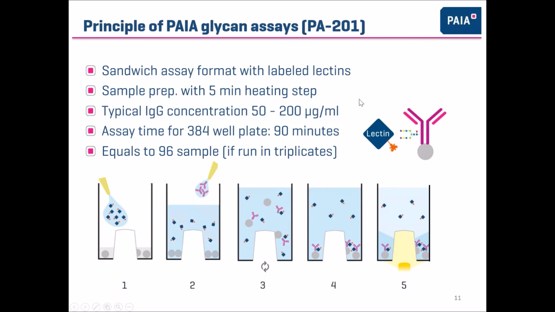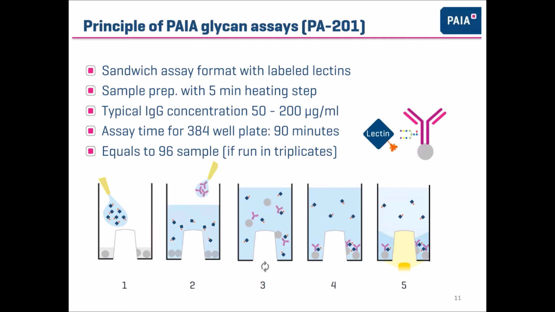This assay involves a sample prep step with a 5-minute heating, which helps us to expose the glycans on the IgG. The typical IgG sample concentrations are somewhere between 50 and 200 micrograms per ml. The assay time for the whole plate is something like 90 minutes, which means that if you run afucosylation only screening and you run each sample in triplicates, you're able to run 96 samples in such a setting.